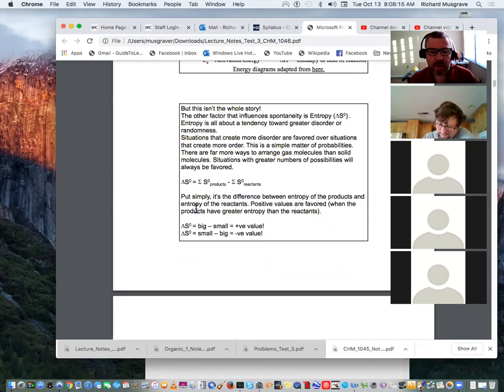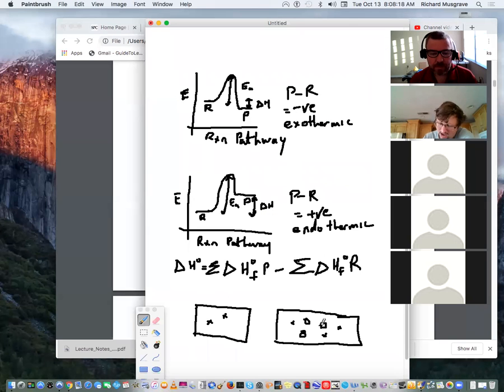Now, the entropy is also figured out by the products minus the reactants. So delta S, the change in entropy, delta S naught, is equal to the sum of S naught of the products, the entropy of the products, minus the sum of the entropy of the reactants. So products minus reactants again. Now there's a little bit of a difference here with the signage, and I'll just pull this up on the slide here because I've got it explained here.